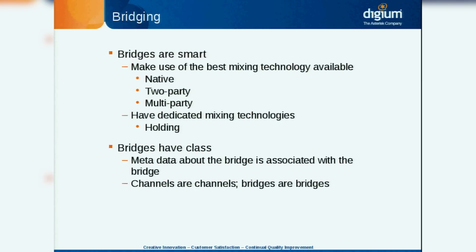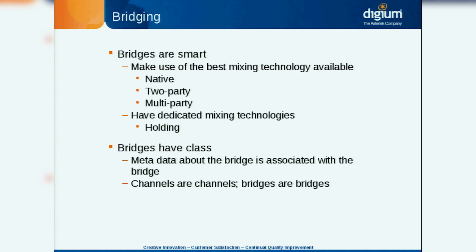Bridges also have class. Anybody who's an object-oriented guy probably chuckles a little bit, but that's okay. Bridges can actually have metadata associated with them. What this means is that in Asterisk, finally, channels are channels. They're the path of communication between Asterisk and the device. And bridges are bridges, and the two aren't trying to commingle. That's a very important thing because that lets us do really cool stuff in the core. And finally, it lets us kill the masquerade. So people who are building systems on top of Asterisk will no longer have to deal with that internal implementation detail.